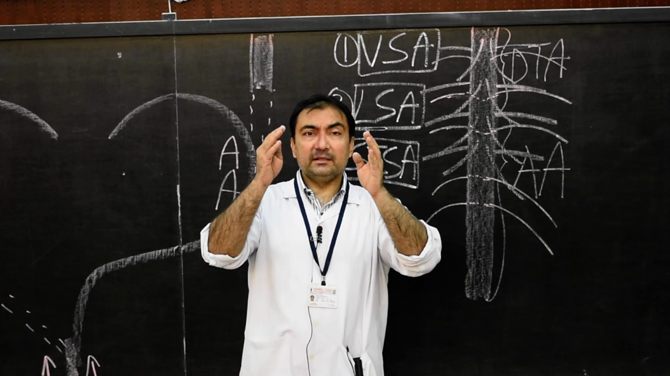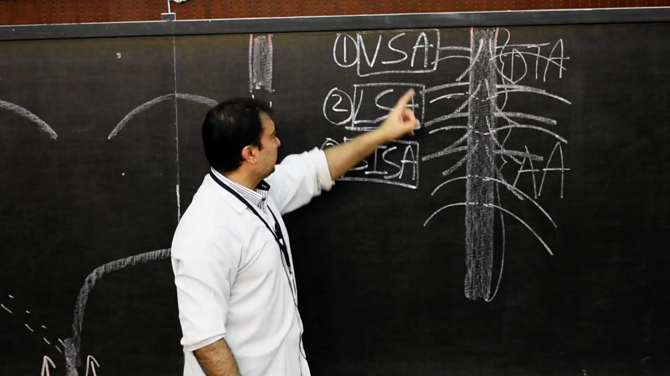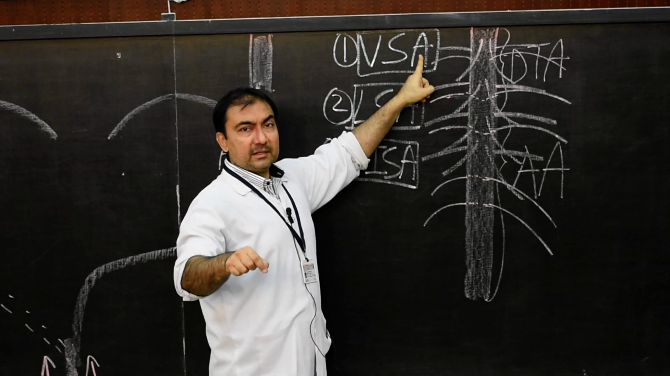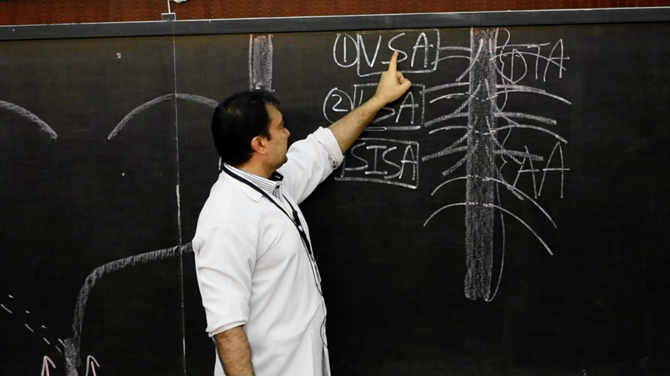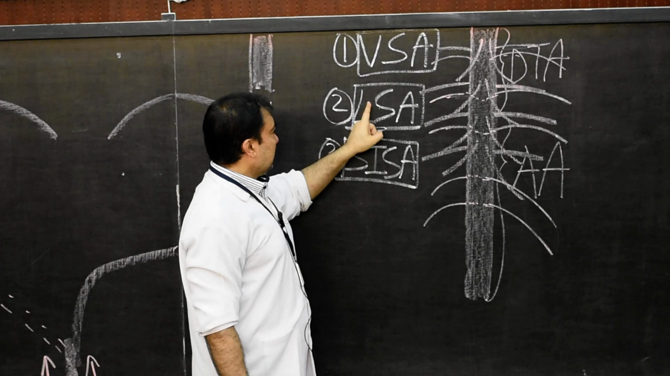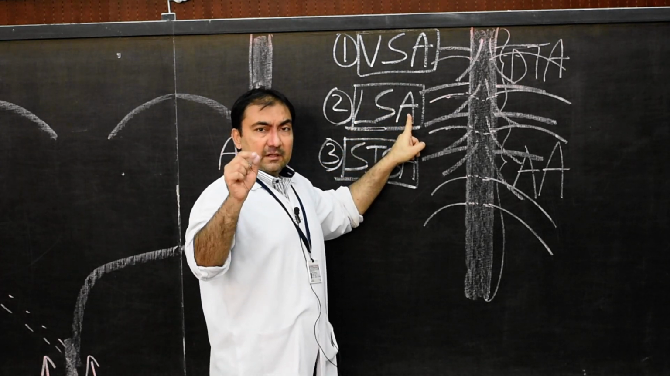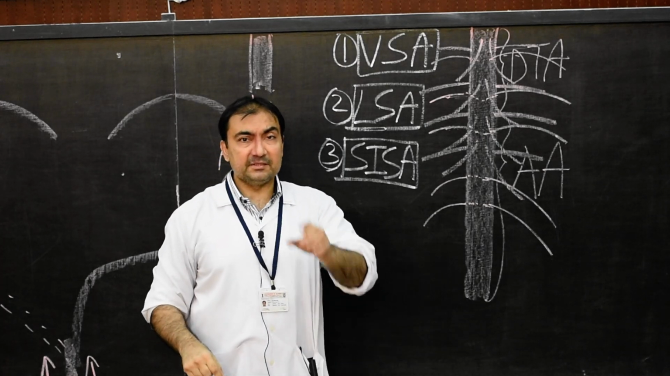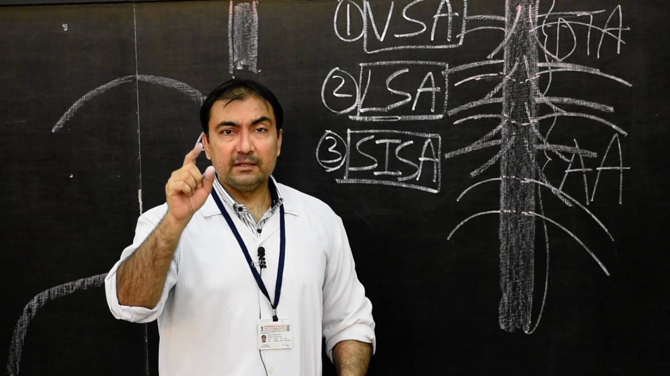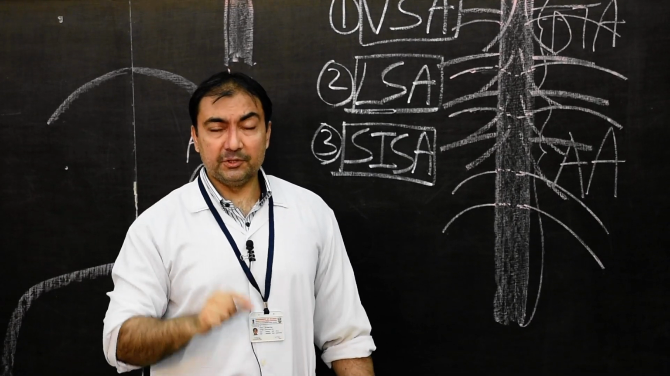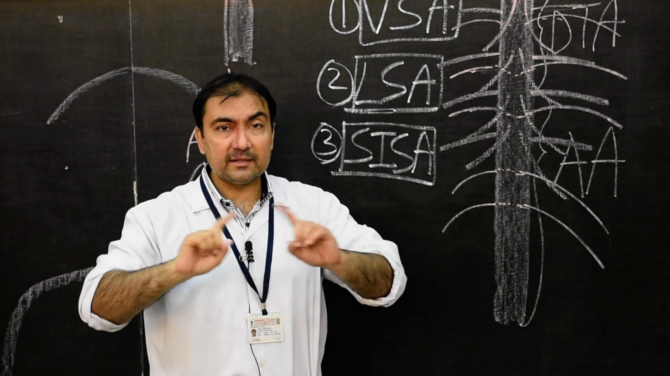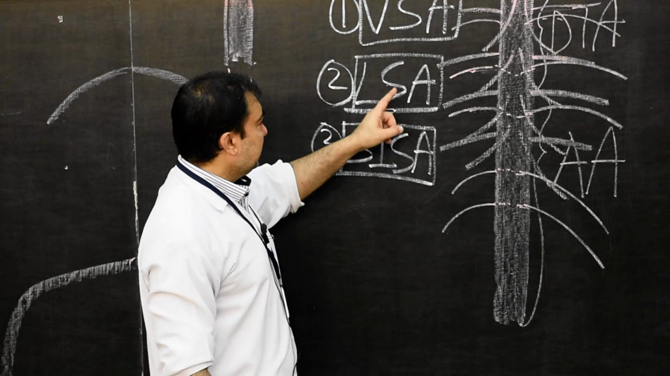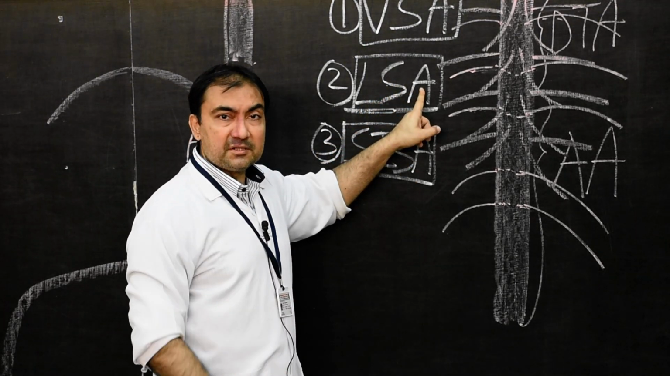That is, whatever are the derivatives of foregut, midgut, hindgut, they are supplied by ventral splanchnic arteries. So obviously, all the arteries of foregut, midgut, hindgut, whatever we have seen in this section, will develop from ventral splanchnic branches. Lateral splanchnic arteries will supply the structures that are derived from intermediate mesoderm. And the system which is derived from intermediate mesoderm is the urogenital system, urinary system and genital system. So whatever arteries are supplying urinary organs and genital organs will develop from lateral splanchnic branches.